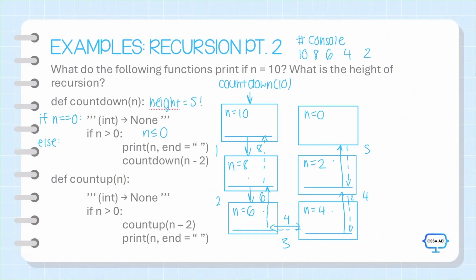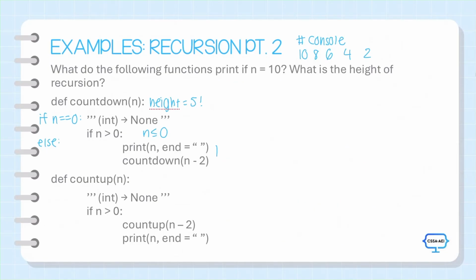Now let's go count up. Very, very similar, except for one switcheroo here. We'll see what that does. So we're going to call count up from the main. We're going to start it. So first things first, n is 10. Have we reached the base case yet? No, because n is still bigger than 0, so we're going to run this.